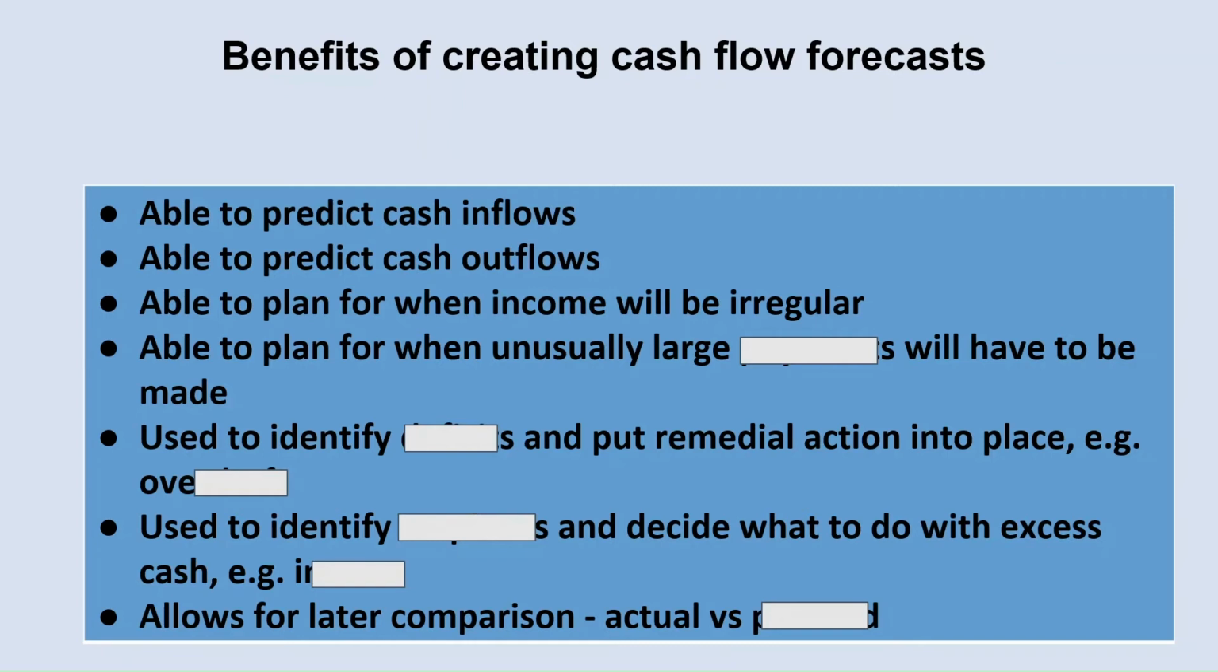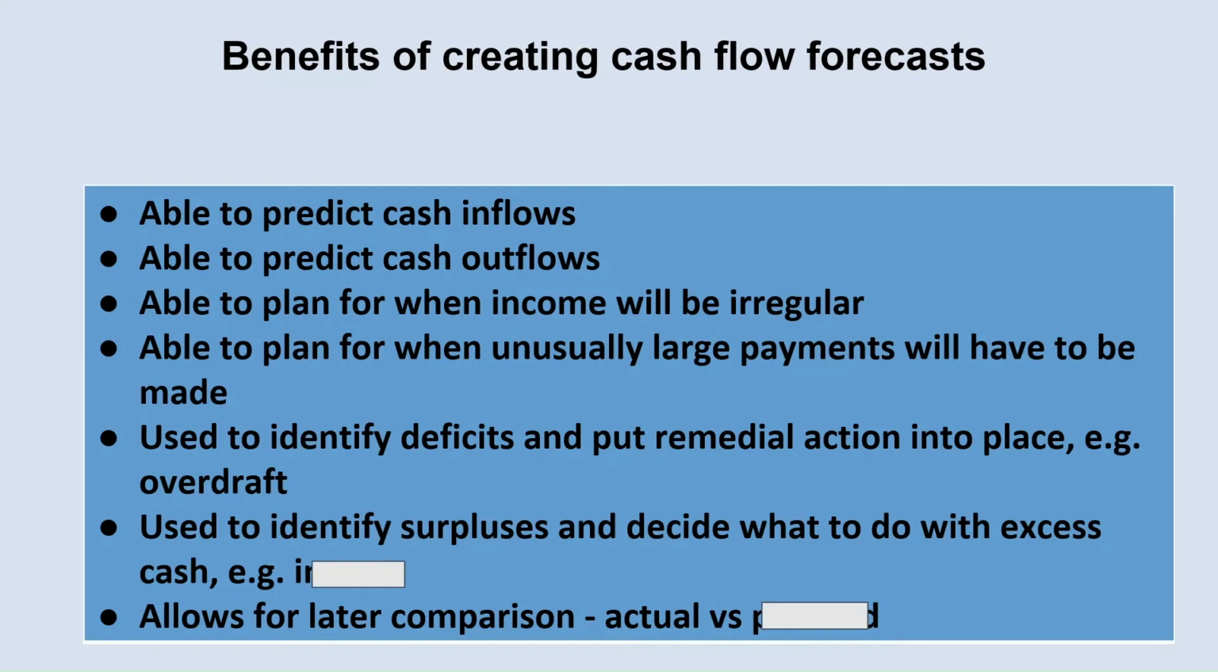We're also able to plan for when unusually large payments will have to be made. Of course, people often have to plan for car insurance payments, for example. They can be used to identify deficits, and we can put remedial action into place. For example, we may wish to arrange an overdraft with our financial services provider. They're used to identify surpluses, which is when we've got a lot of cash and we can decide what to do with excess cash that we hold. For example, we may wish to invest it.